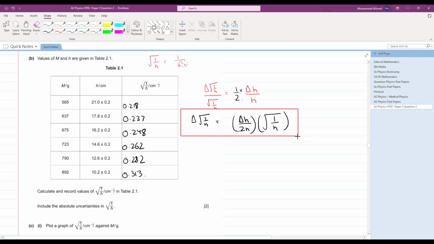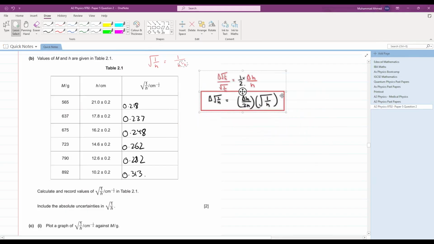And see how simple this has become. Very, very easy. Just plug and play. Now you can put this in the calculator and directly calculate the values of all 6 rows. But I will do it manually so that you know what is happening behind the scenes. So absolute uncertainty of 1 over h is equal to what? Absolute uncertainty of h, that is 0.2, divided by 2 into h, that is 21, multiplied by the value of 1 over h, that is 0.218. Okay, so let's create a fraction for this: 0.2 divided by 2 into 21, into 0.218.